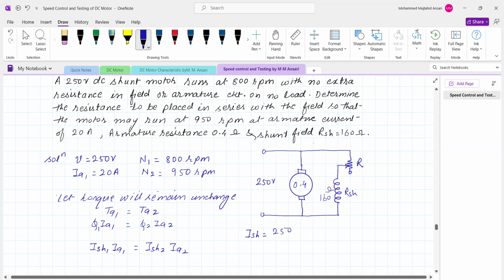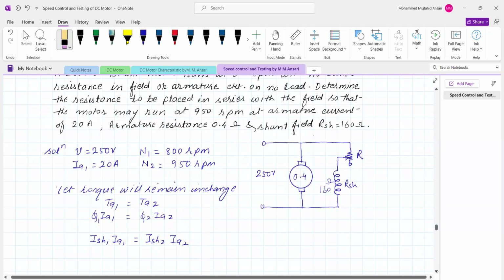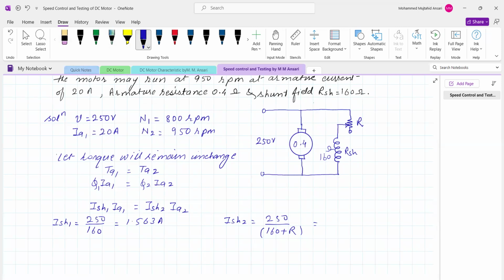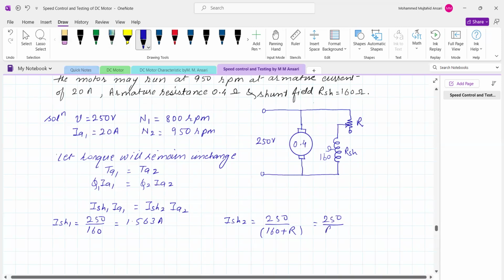So what is ISH1? ISH1 is equal to 250 divided by 160 ohm, so it is 1.563 ampere, whereas ISH2 is equal to 250 divided by 160 plus some external resistance R. Let it be 250 divided by the total resistance RT.